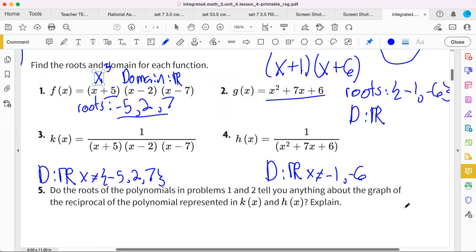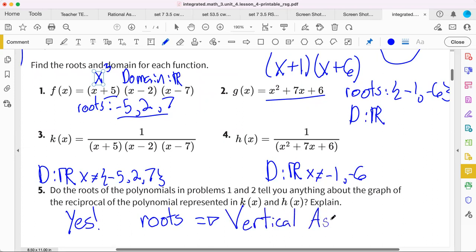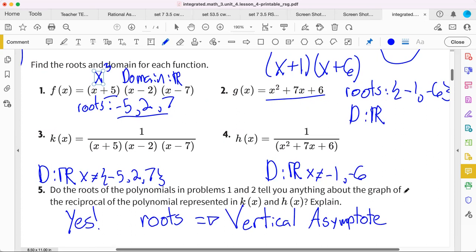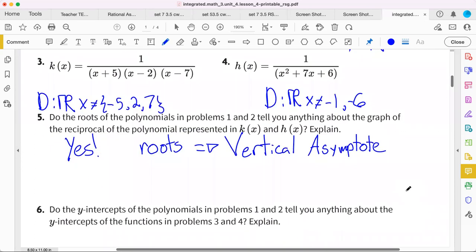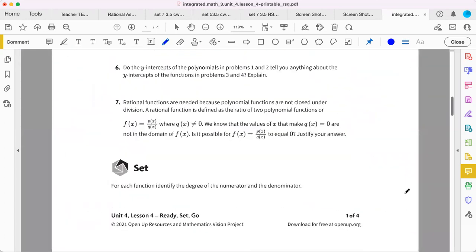So do the roots of the polynomials in problems 1 and 2 tell you anything about the graph of the reciprocal of the polynomial represented in k of x and h of x? Yes, because what was previously going to be the roots have now transitioned into being the vertical, you guessed it, asymptotes. So it does kind of help us figure out what the domain's going to be respectively. Okay, capisce? Does that make sense? I'll leave 6 and 7 to you.